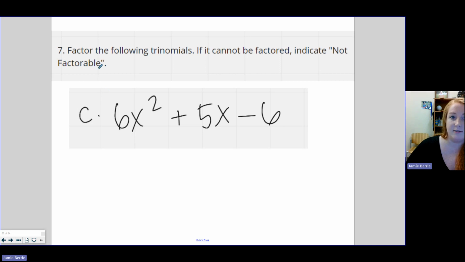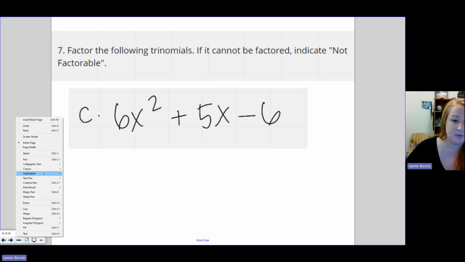All right, so again, factor. If it can't be factored, write not factorable. 6x squared plus 5x minus 6. You're going to check first and see if there's a common factor. Is there anything that goes into 6, 5, and negative 6? No, nothing goes into 6, 5, and negative 6 besides 1. So we're going to move on to step 1, which is to multiply a times c.